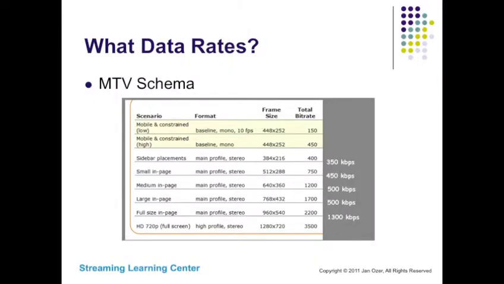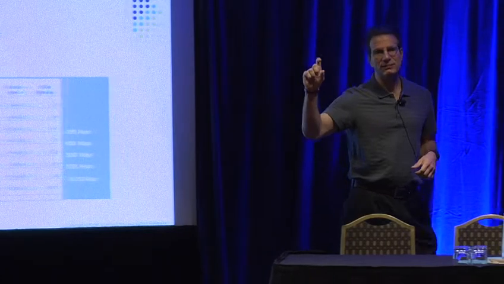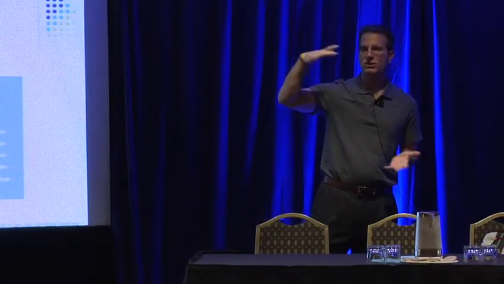And then if we look at what MTV has done, they've got 350 kilobits between their lowest stream and their next highest stream, and then 450, 500, 500, and 1.3 megabits per second. So you start at a reasonable distance, and as your streams get larger, you just obviously have larger gaps between the streams.